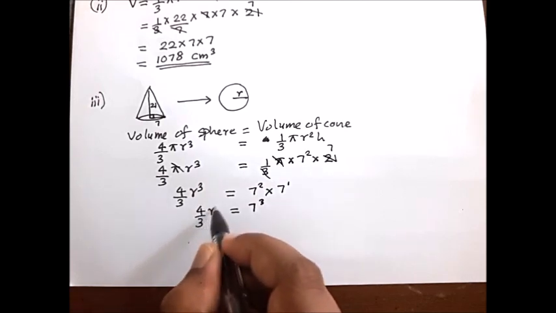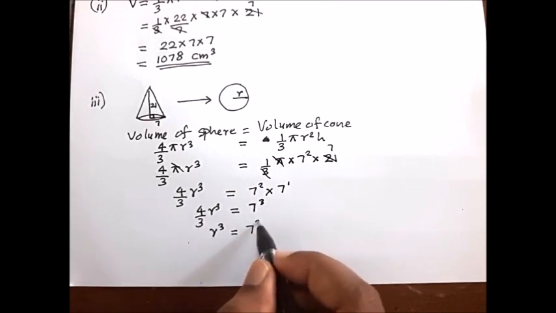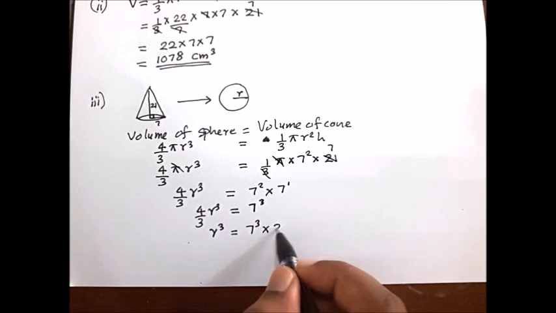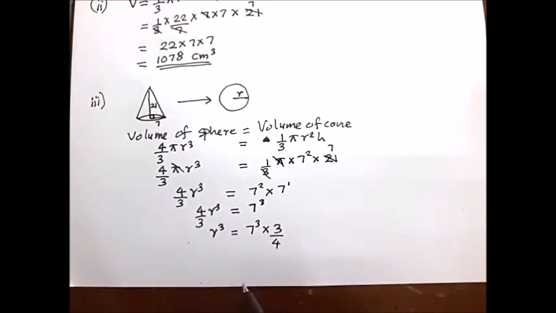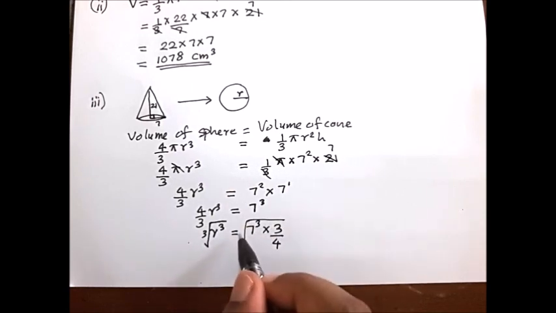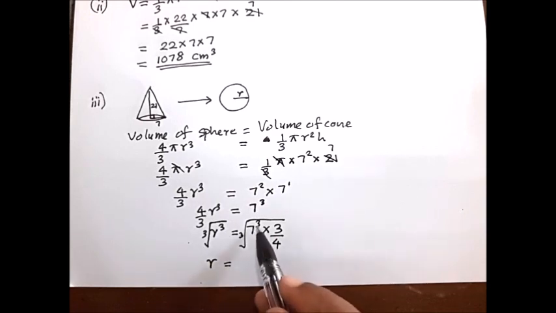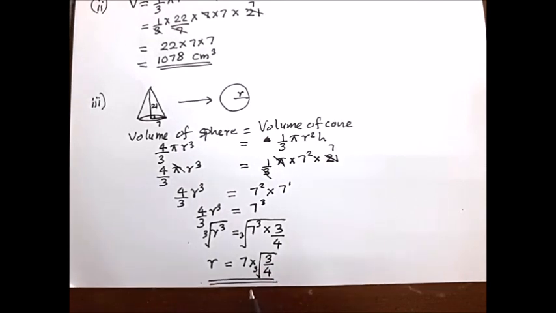4 over 3 r cube equals 7 cube. Now make r cube the subject. Cross multiply by 3 and 4: take 3 here and take 4 here. To find r, take the cubic root of both sides. Here cube and cubic root cancel, only r remains. Here cube and cubic root cancel, only 7 remains. But here 3 over 4 remains under the cubic root. This is the answer for the third part.